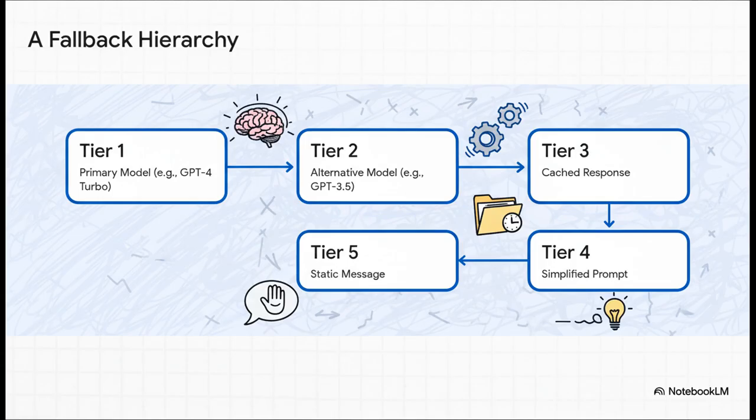You start with your best model, say GPT-4 Turbo. If it fails, no big deal. You just try a different one, maybe GPT 3.5. If that also fails, hey, do you have a cached answer that's close enough? No? Okay, let's try a much simpler prompt. And if all of that fails, you have your final safety net: a simple, helpful message for the user. The system never just dies.